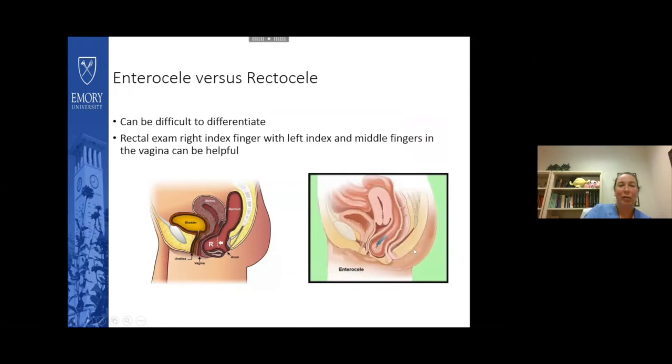All right. So enterocele versus rectocele, this can be kind of difficult to differentiate. In fact, I've certainly made mistakes on exam and haven't discovered it until I was in the OR doing the case that, oh, this actually is a rectocele. This is an enterocele. But basically what you want to do is put one finger in the vagina, one finger in the rectum, and have the patient bear down. If you feel some bowel coming in between your fingers, that's probably an enterocele.